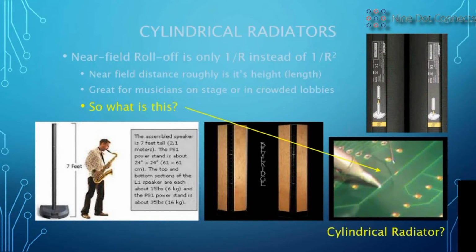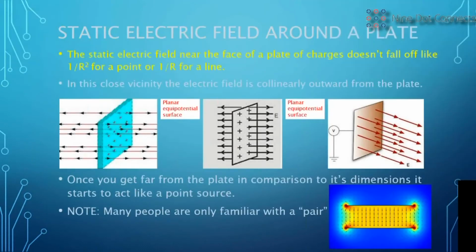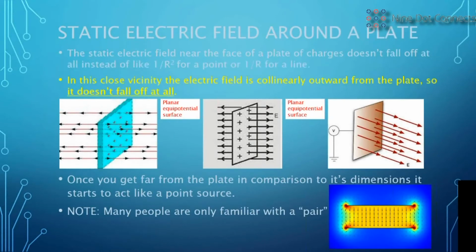Food for thought. Static electricity around a plate is a little bit different. The static field near the face of a plate doesn't fall off like 1 over r squared for a point or even 1 over r for a line. In the close vicinity, the electric field is collinearly outward from the plate. All the lines are equal. You can see that in the capacitor down at the bottom. It goes equally between plates. The same is true if you have a single plate. However, it doesn't fall off at all if they are collinear.